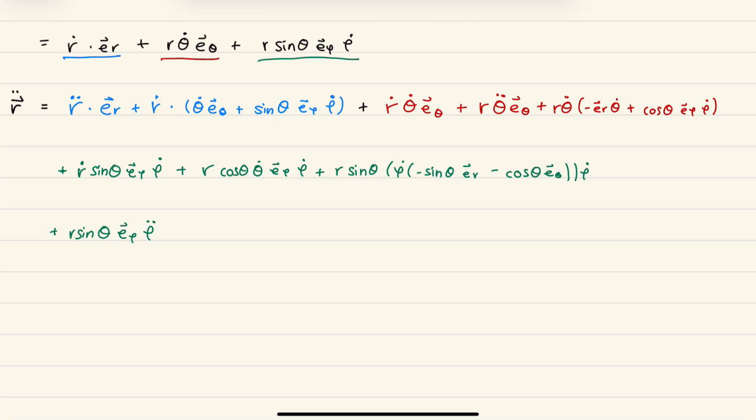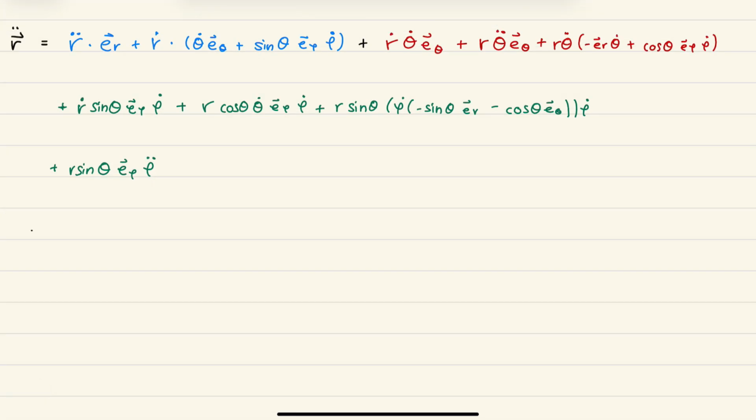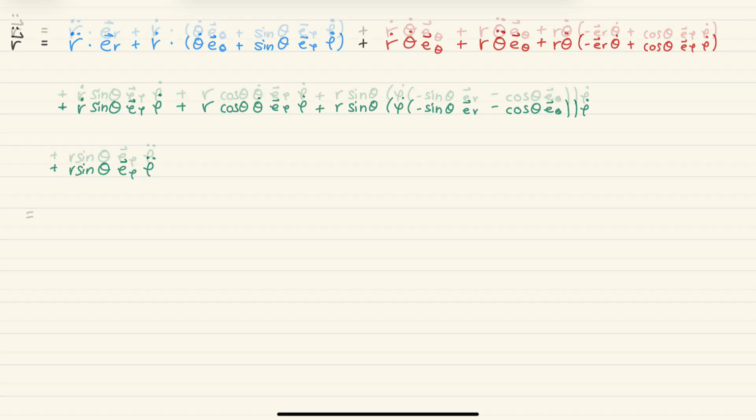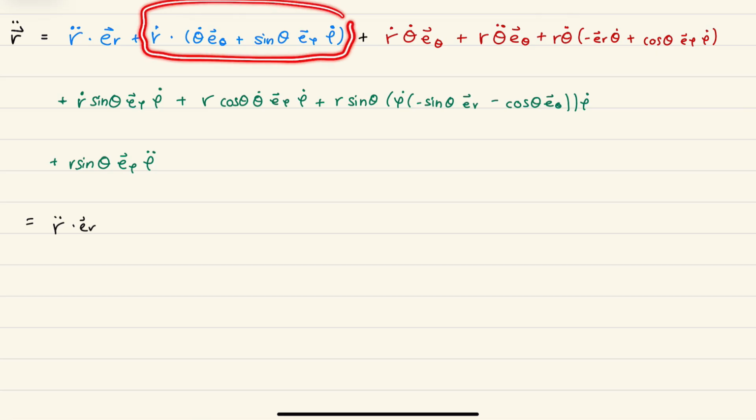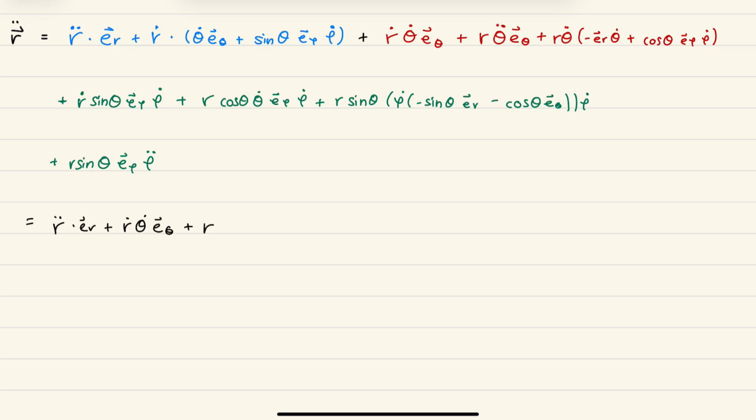In order to make this a little bit easier to work with, we can now distribute the brackets, and afterwards we can dissect this into its components. So the radial component, the theta component, and the phi component. We're going to do this line by line. This one is pretty much already simplified. We can just copy that, r double dot times er. For this expression here, we're going to distribute the bracket, which gives us r dot theta dot e theta plus r dot sine theta e phi phi dot.